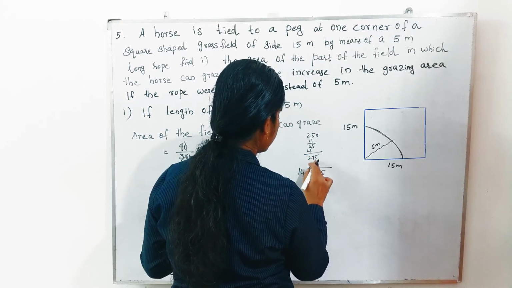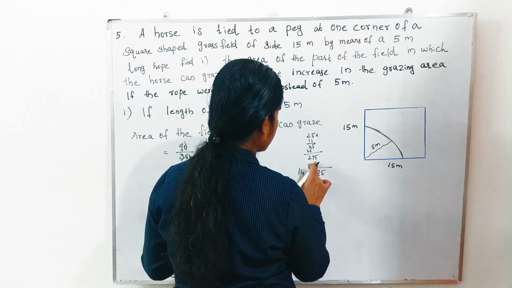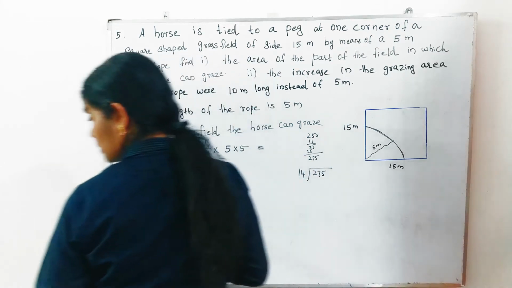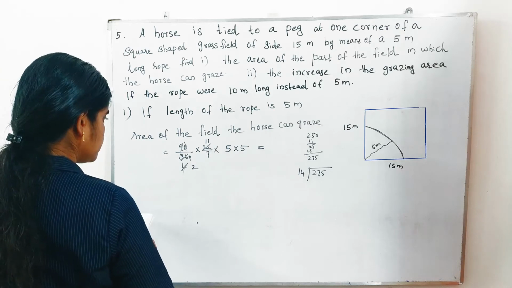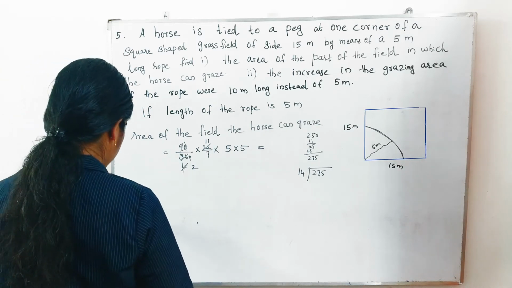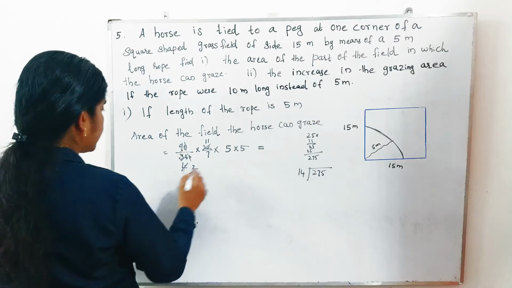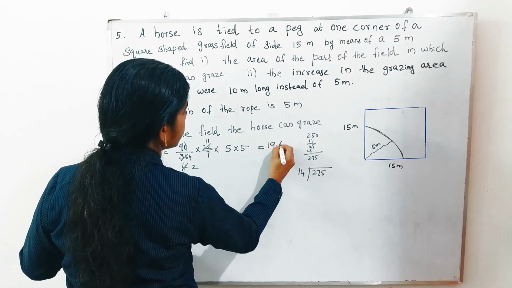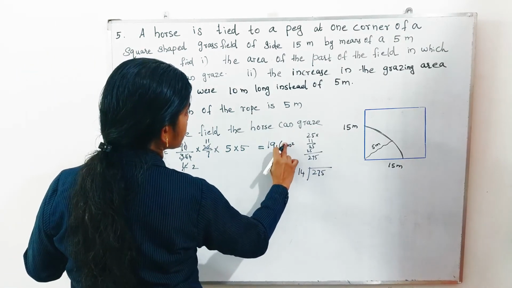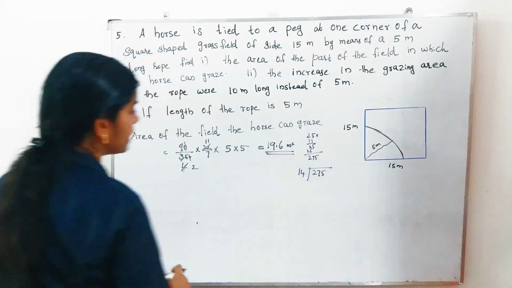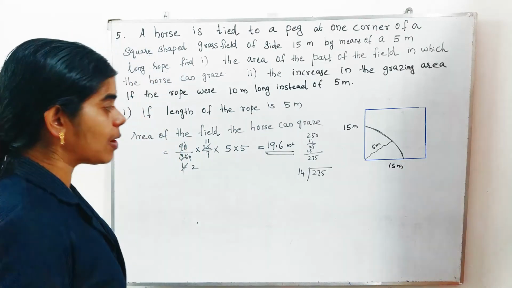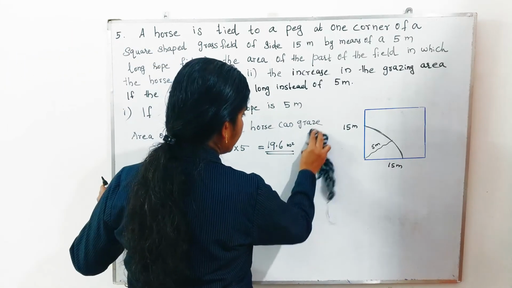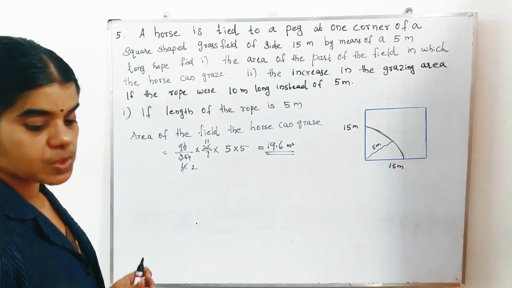One time, two times. That will be 19.6 meter square area the horse can graze using the 5 meter long rope. That will be 19.6 meter square.